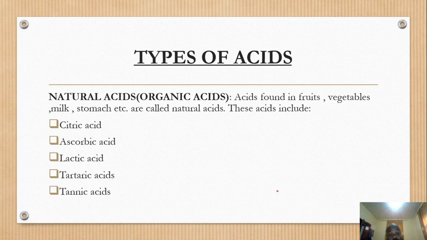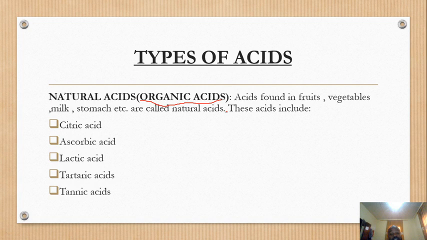Types of acids. We classify the acids into two: natural acids or organic acids, right? Acids found in fruits, vegetables, milk, stomach, etc. are called natural acids.